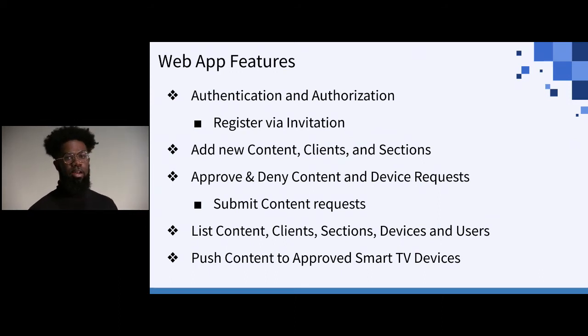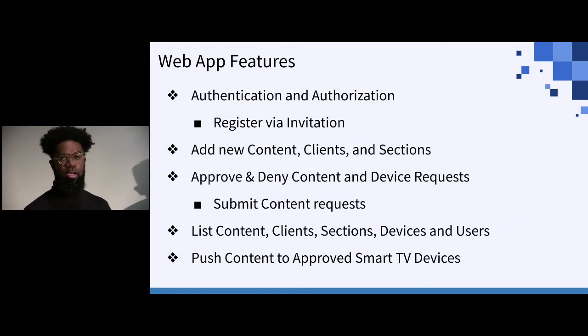Also, the ability to add content and clients and sections, so different types of users can go on and add to their client, to their section. A client would be any institution, and a section would be any department in that institution. For example, RIT would be an institution, and a section would be Golisano. The ability to approve and deny content that's either added or submitted through a content request.